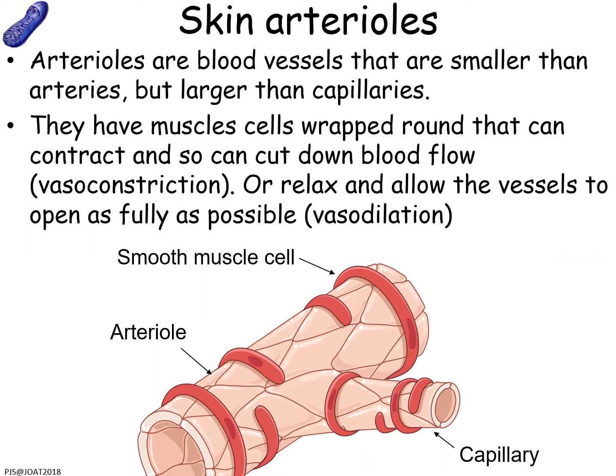So one of the other really, really important effectors are the skin arterioles. So they are blood vessels that are quite substantially smaller than an artery, but larger than a capillary. And what they have is muscle cells that are wrapped round them. So if this is the arteriole down here, then what we have is each of these little red things here. These are muscle cells, and they can contract. So when they squeeze, they can make this diameter in here smaller. And that's it. Okay, so as they squeeze, they're doing something called vasoconstriction. And if they relax, leaving it as open as they possibly can, it's vasodilation.